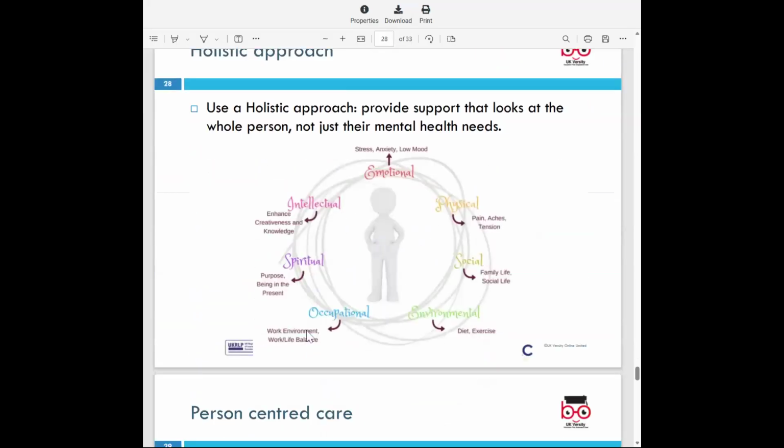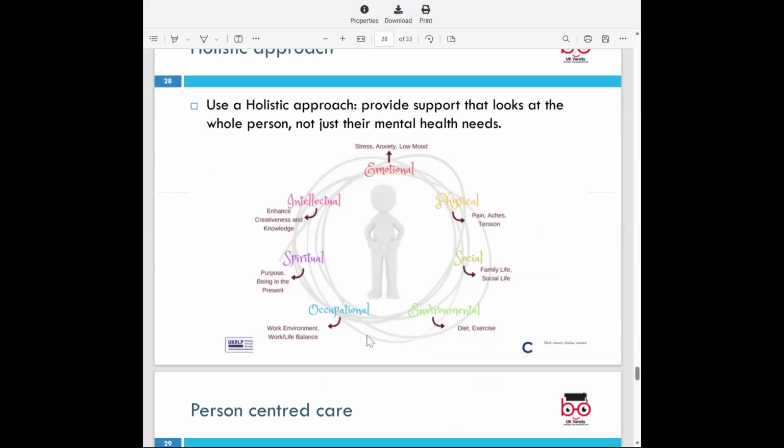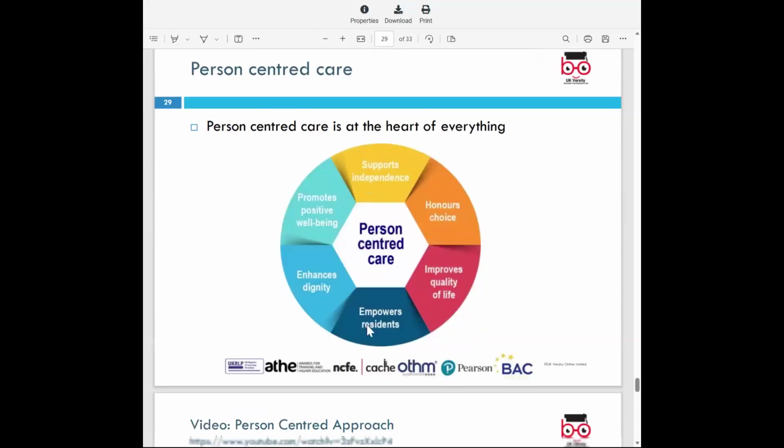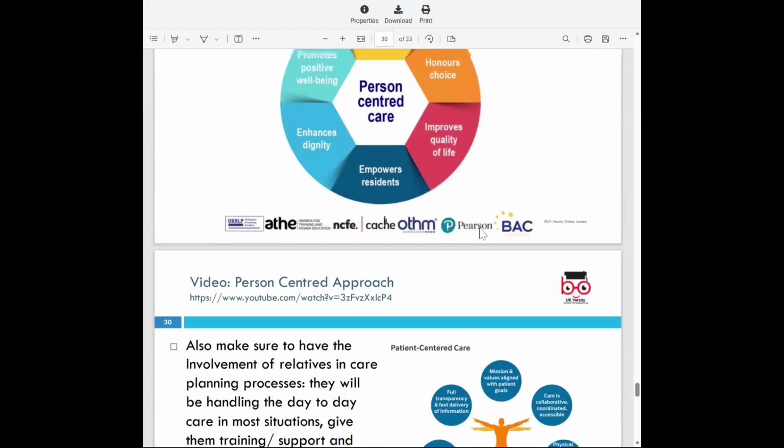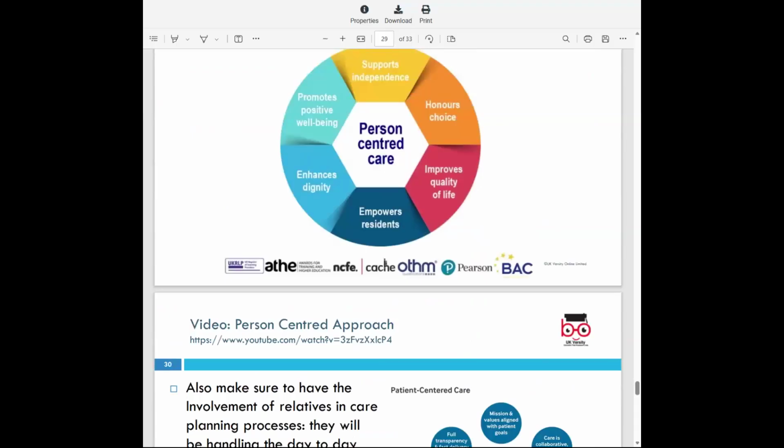So the holistic approach provides support that looks at the whole person, not just their mental state. So it looks at their emotional, physical, social, environmental, occupational, spiritual, intellectual needs. The person-centered care is at the heart of everything. So you've got the person-centered care, where it looks at supporting independence, honors the individual's choice, improves the quality of life, empowers residents, enhances dignity, and promotes well-being.